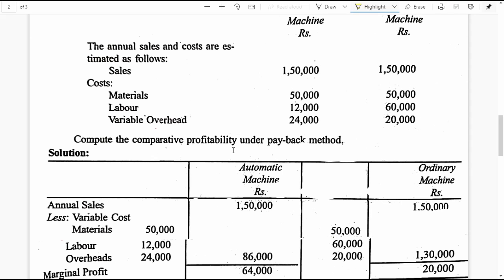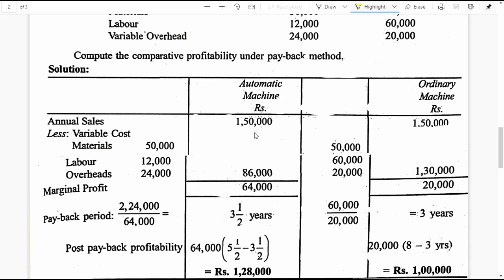Compute the comparative profitability under payback period method. So after we calculate the payback period, we should also find out the profitability of the machine after payback period. That means in the post payback period. Now you find columns are given for automatic machine separately and ordinary machine separately.